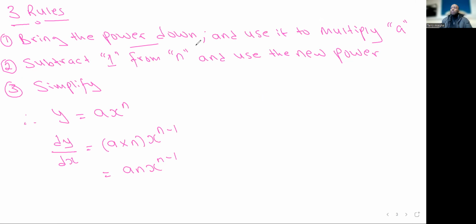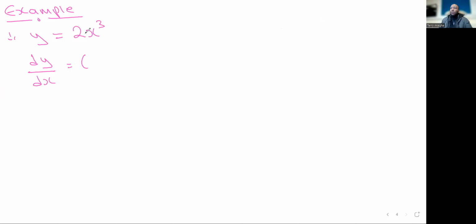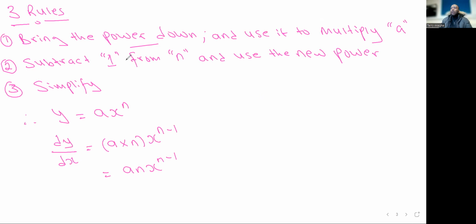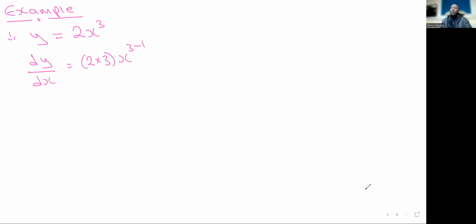So you're going to bring the power down and use it to multiply a, right? So it becomes 2 multiplied by what? We're bringing the power down. Then the power we have there, we subtract what? 1. That is step 2. Are you seeing it? We subtract 1 from n and use the new power. So you bring the 3 down to multiply with 2 and you subtract 1 from that. And this will now give you 2 times 3, which is 6, x raised to the power what? 2. And that will be the answer for that.